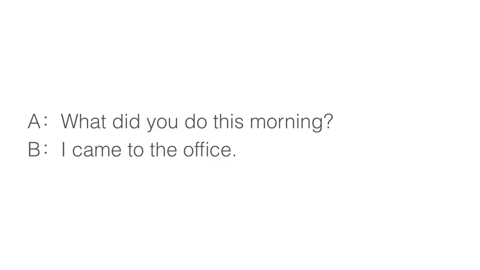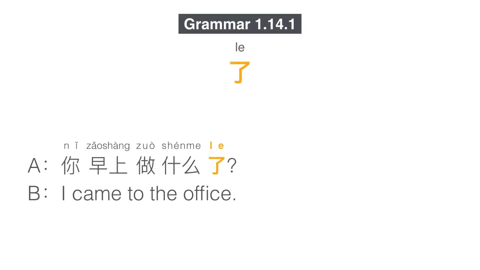First of all, think about this English dialogue. A says, "What did you do this morning?" B said, "I came to the office." Now, how do you say, "What did you do this morning?" Yeah, that's right. We learned in Grammar 1.14.1 that we can use a simple le to indicate complete action. So, what did you do this morning would be 你早上做什么了? It's a simple le construction.